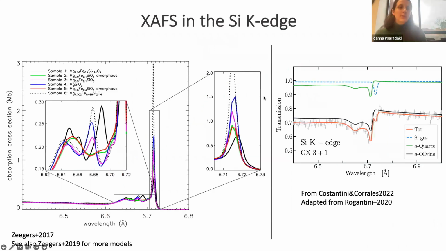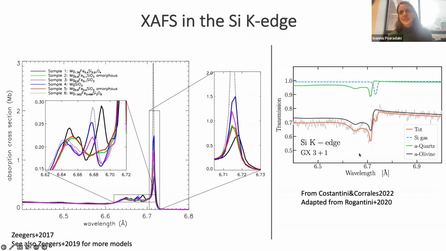So I want to show you a few examples of these measurements, first in the silicon K edge. As you can see here, these are a few silicates that were measured using synchrotron facilities. Basically, you can see that the different silicates produce a different XAFS pattern, and this is what will give us the answer when studying the X-ray spectra.